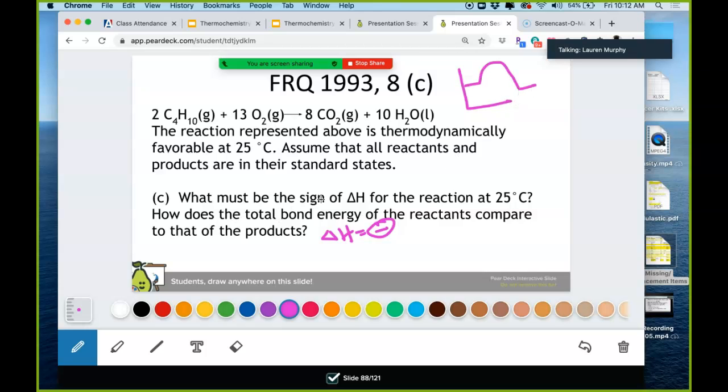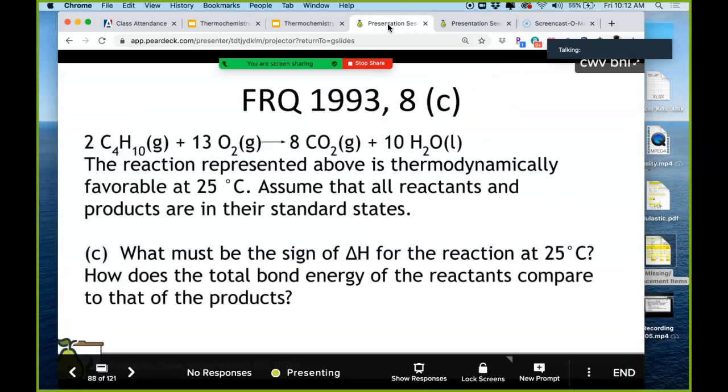So it says, how does the total bond energy of the reactants compare to the products? Well, more energy is released during the formation of bonds than was required to put in to break the bonds. Okay, so the bond energy of the reactants is higher and the bond energy of the products is lower. All right.